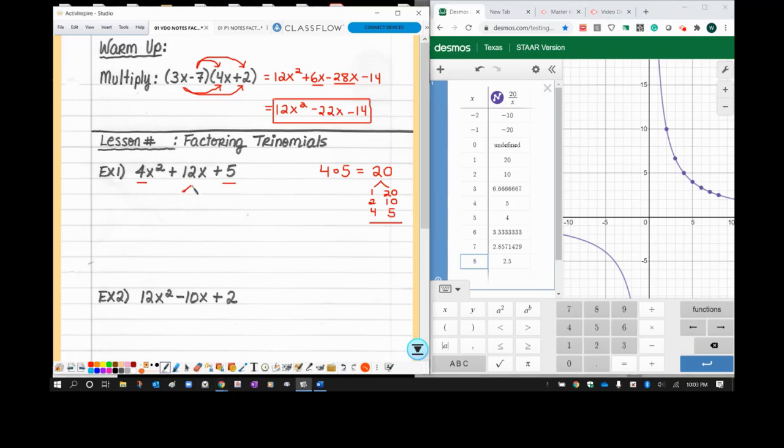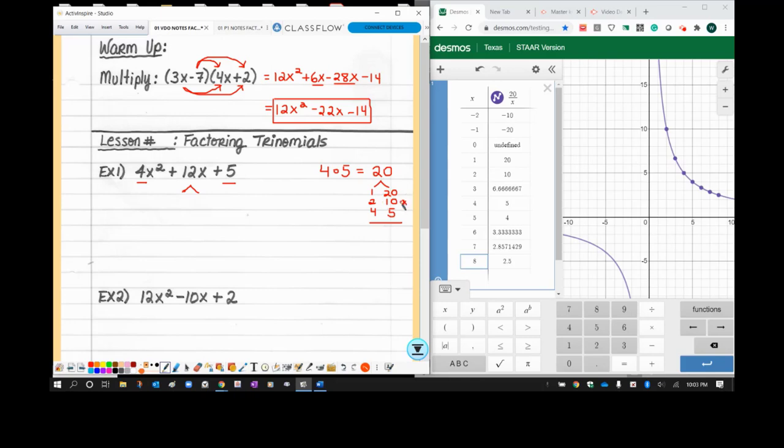Once you have that list, you're going to look at the number in the middle. The number in the middle is 12, so you're going to look at these pairs of numbers and select the pair that, adding or subtracting, gives us that middle term, which is 12. So let's say 20 minus 1 is 19, and 20 plus 1 is 21, so that does not give me 12. The next one is 10 plus 2 is 12, so this one gives me 12.